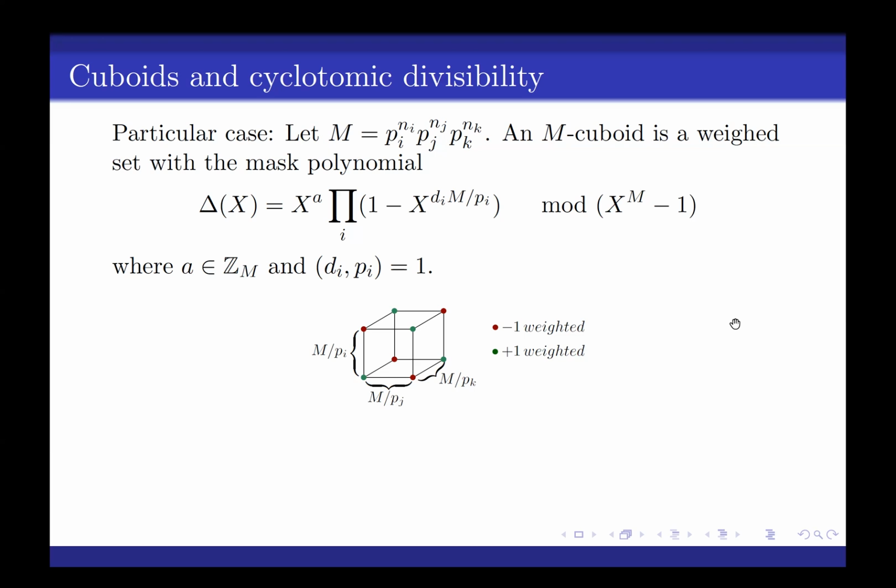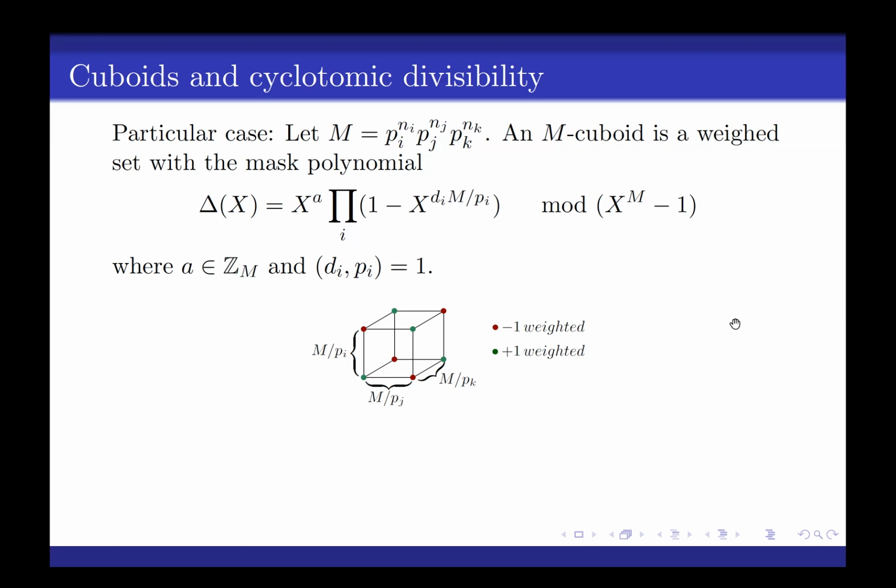Actually, what we have contributed to cuboids is the study of multi-scale cuboids, which I'm not going to mention at all today. So let's stick to the fairly basic setup that we have here in front of us. I'm going to stick to 3 prime factors just to simplify stuff. So m is pi to the ni, pj to the nj, times pk to the nk. And so what is an m cuboid?